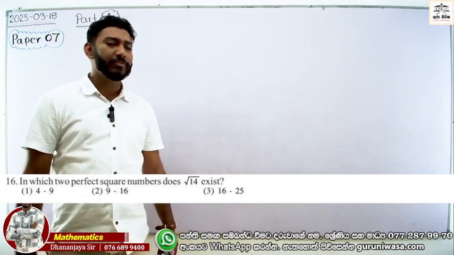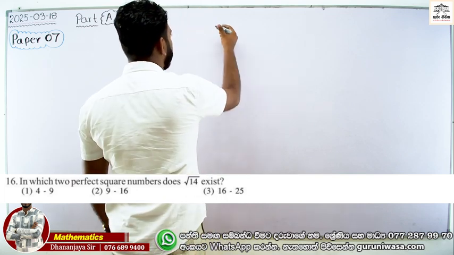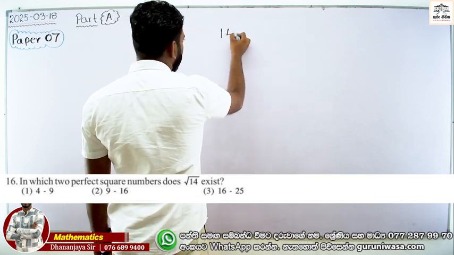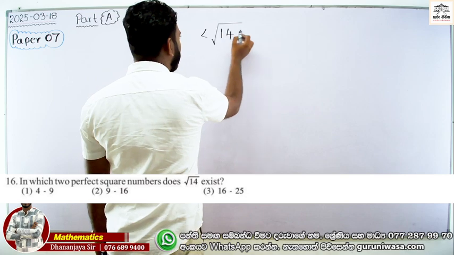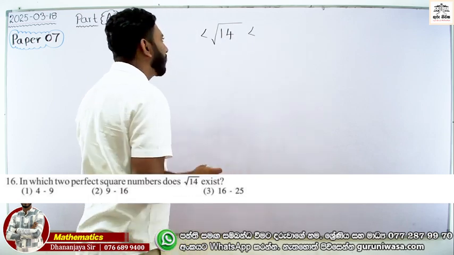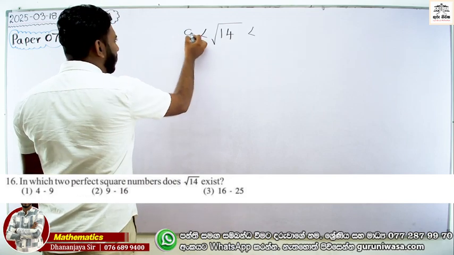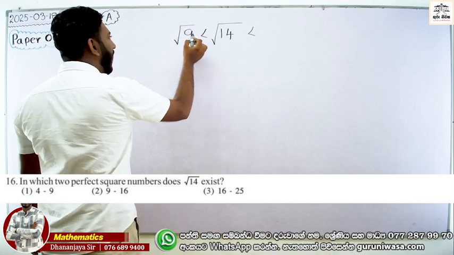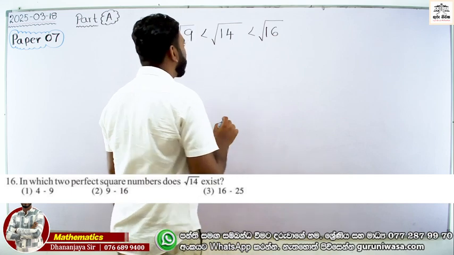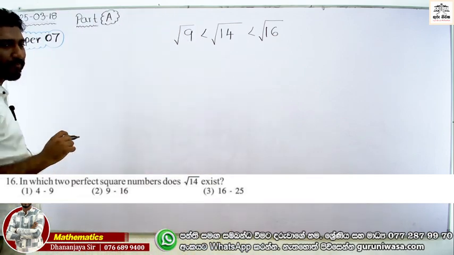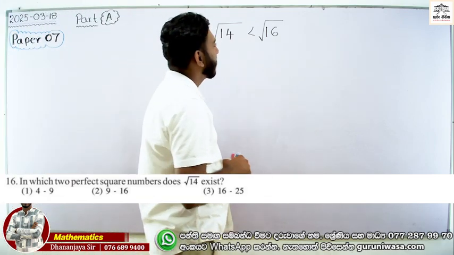In which two perfect square numbers does the square root of 14 exist? What is the method? What is the previous square number and what is the next square number? The square root of 14 is between the square root of 9 and the square root of 16. Therefore, the answer is 9 and 16.